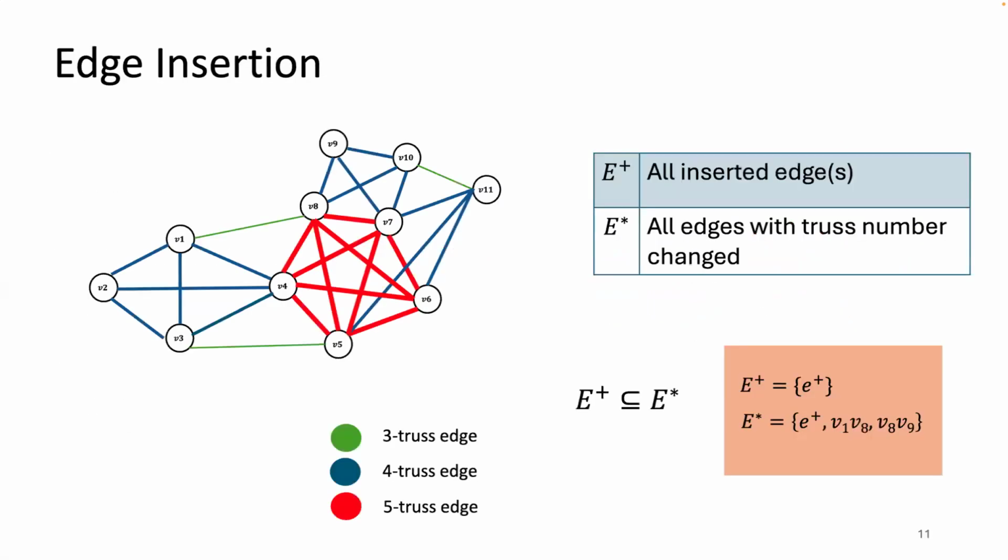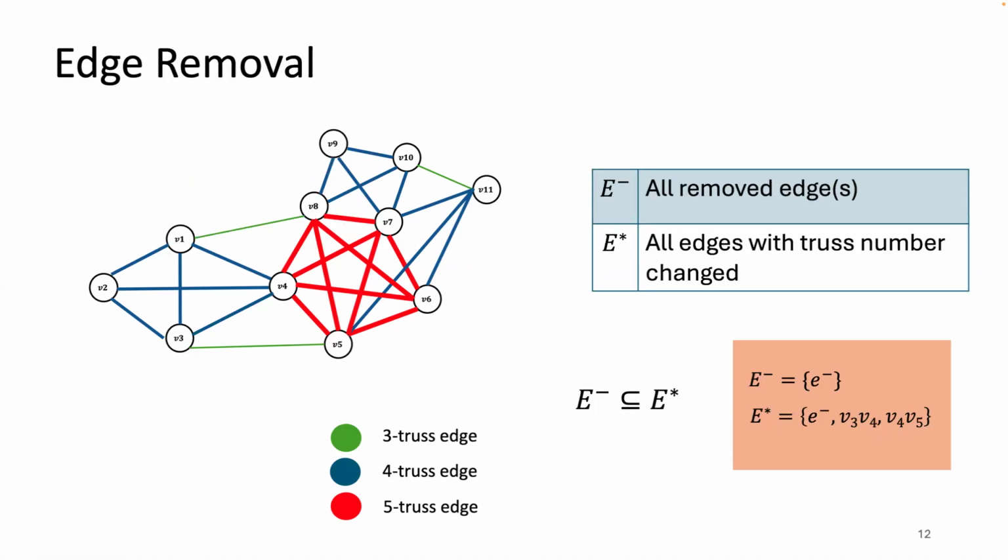Take for example edge insertion now. If we insert an edge into our example graph, for example V1 to V9, we are going to see that the truss level of the circled section is going to change. That one is going to change to a 4 truss edge graph, and V8, V9 is going to change to a 5 truss edge. So edge insertion maintenance is calculating the section that has changed instead of recomputing the entire graph.